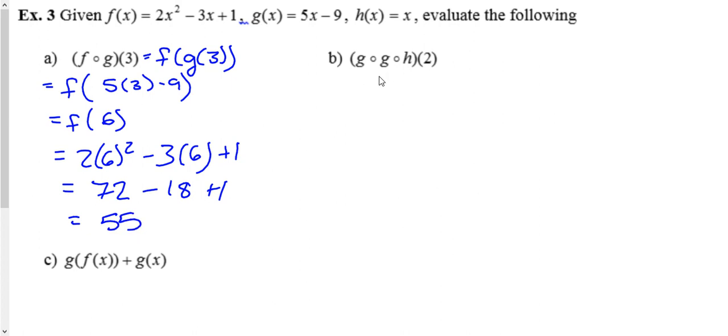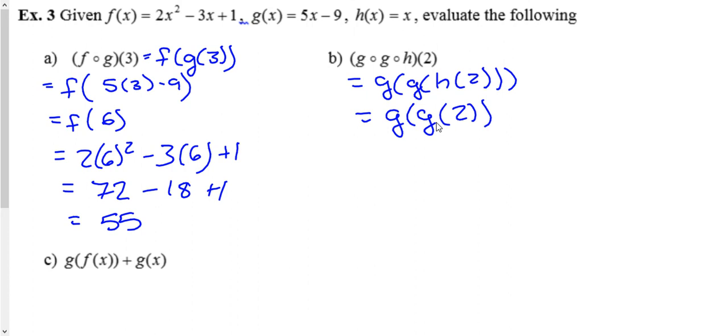Over here, this one is a bit more complex, so let's go. We've got g of h of 2. I've got 3 brackets there, so 3 brackets closing. So first off, we need to figure out what h of 2 is. Well, it says h of x equals x, so that means h of 2 is just 2.